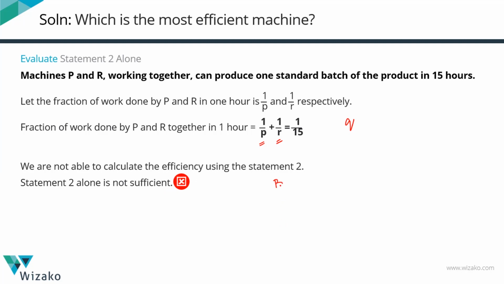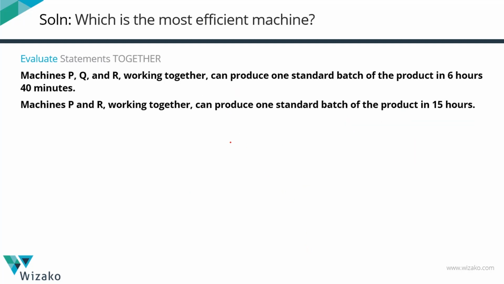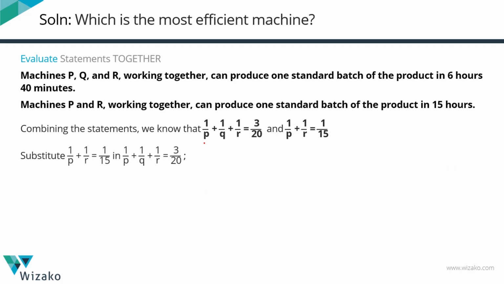We were down to B, C or E after evaluating statement 1. Statement 2 is not sufficient. Eliminate answer option B. We are down to C or E. Let's combine and see. If it's sufficient, we'll go with answer option C. If it is still not sufficient, we'll say answer option E is the one and move on. The combination basically has these two pieces of information, translating into two equations. The first statement gives us this equation. The second one gives us this equation.